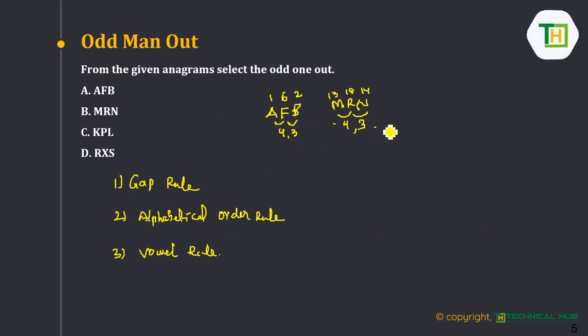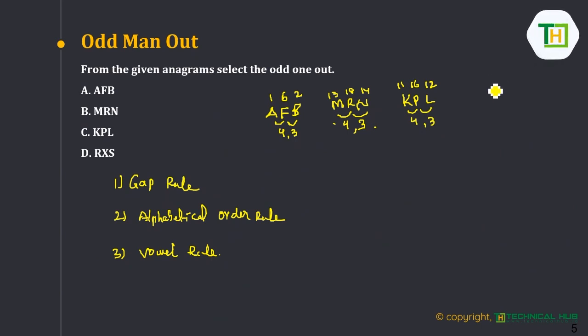Going to the third option, K, P, L. K means the 11th letter, P is the 16th letter, L is the 12th letter. So K and P gap is 4 letters. P and L gap is 3 letters.